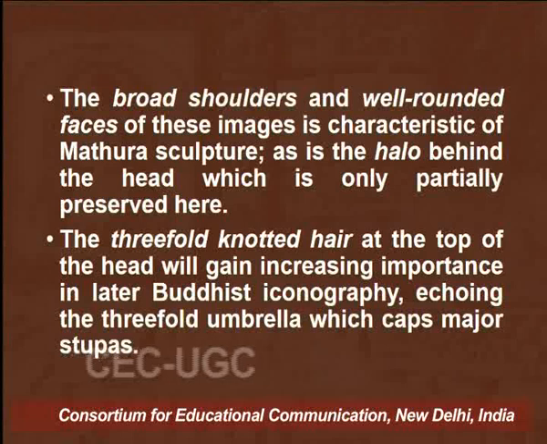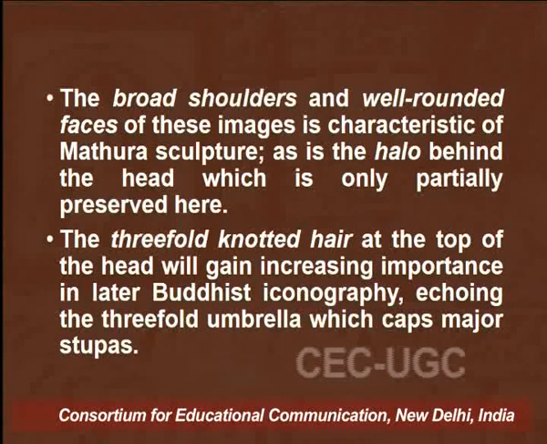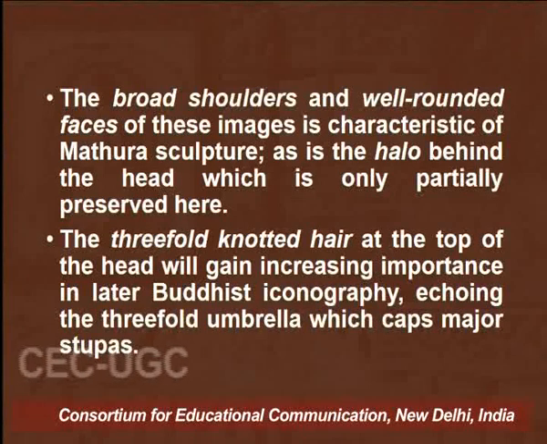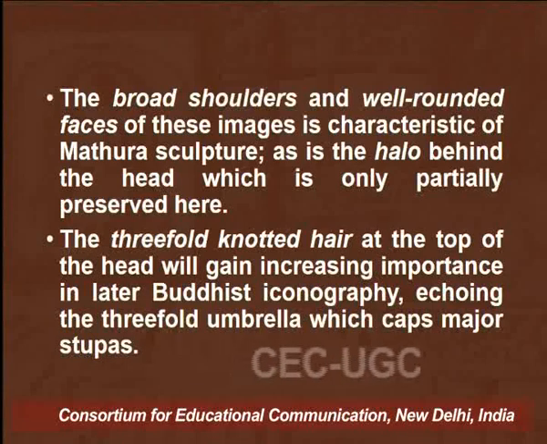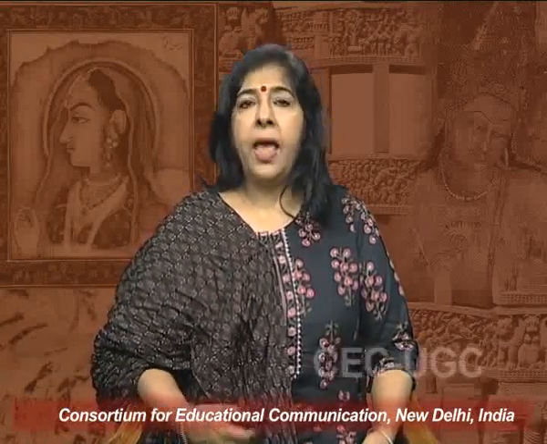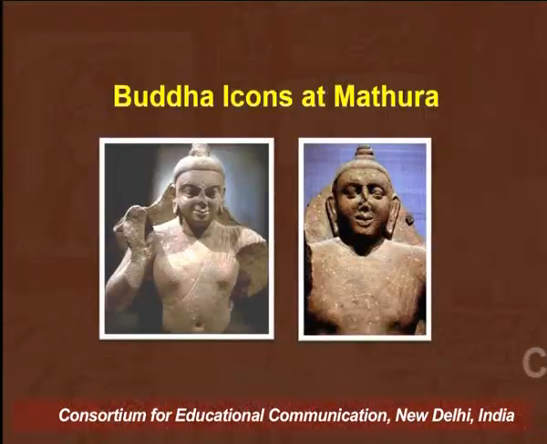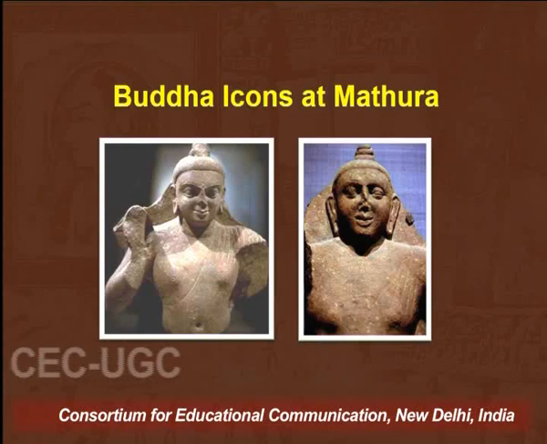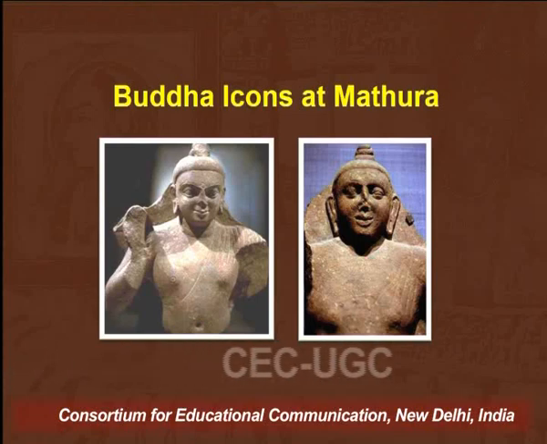The three-fold knotted hair at the top of the head became more and more important in later Buddhist iconography, and this also depicted a three-fold umbrella which caps major stupas. The elongated ears are a standard physical feature of Buddha iconography, as one of the numerous traits that also indicate his divine power. Then you can see these Buddha icons at Mathura. The faces are well rounded and the body is muscular.